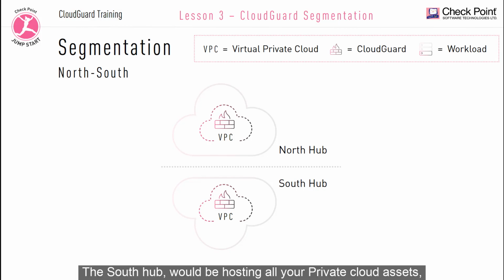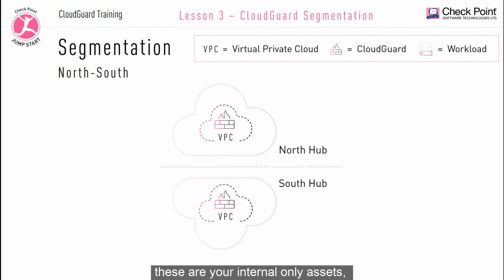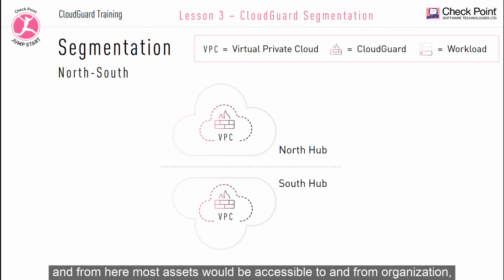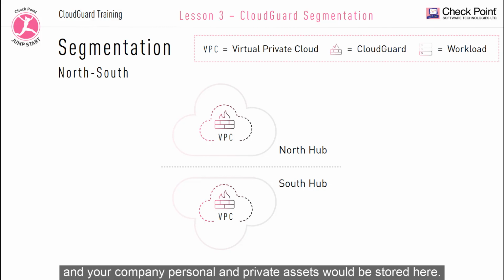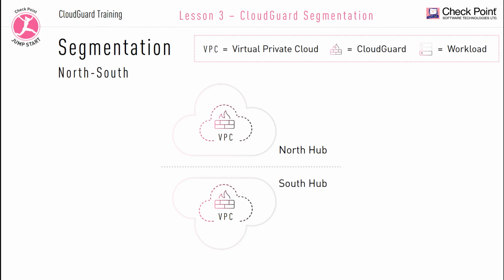The South Hub will be hosting all your private cloud assets. These are your internal only assets, for your eyes only, so to speak. And from here, most assets would be accessible to and from your organization, head office or branch offices, and your company personal and private assets would be stored here.